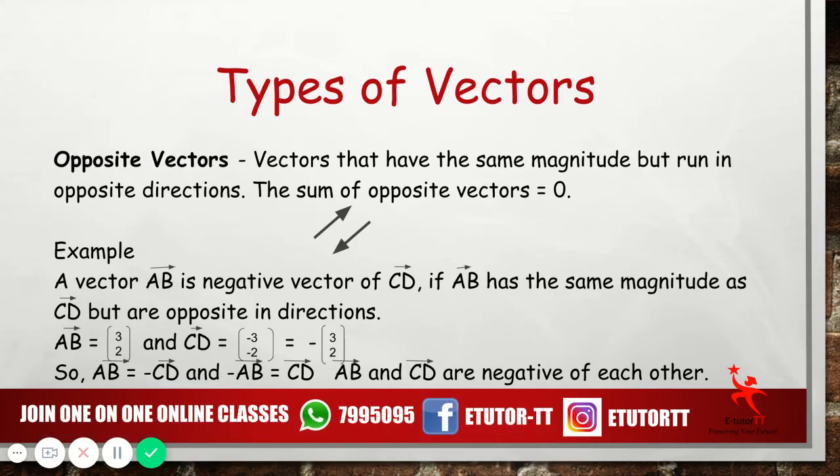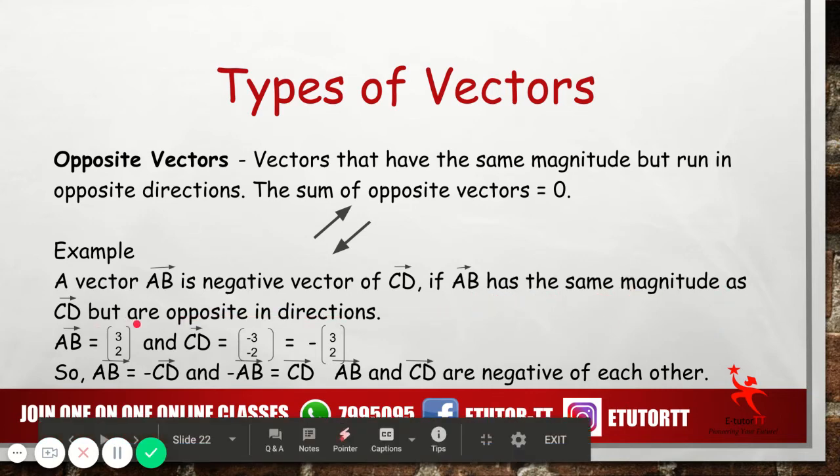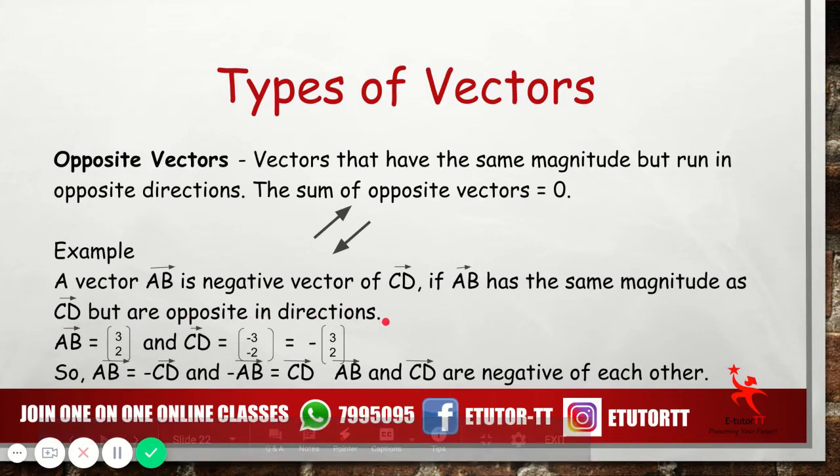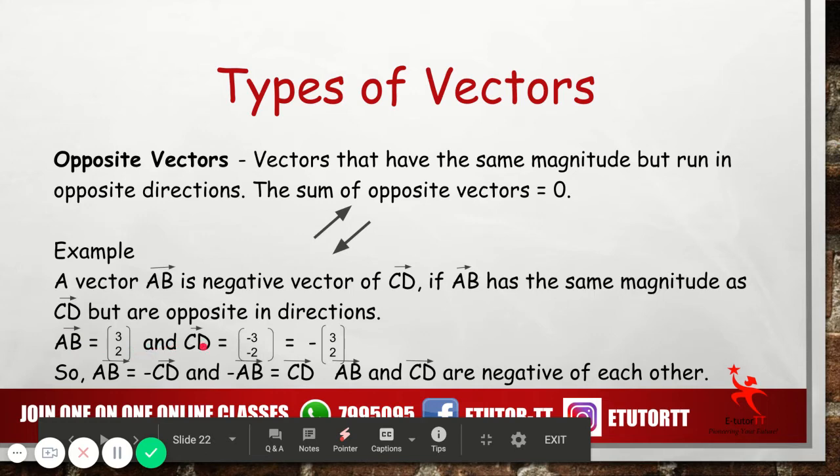Opposite vectors. Vectors that have the same magnitude but run in opposite directions. The sum of opposite vectors equals 0. So you see these are opposites. They have the same size, but they run in opposite directions. This one is heading that way, this one is heading downwards. For example, vector AB is the negative of vector CD if vector AB has the same magnitude as vector CD, but they are opposite in direction. So you see vector AB is equal to (3, 2), and vector CD is equal to (-3, -2), which means the negative of AB. So therefore, AB is equal to negative CD, and negative AB is equal to positive CD.